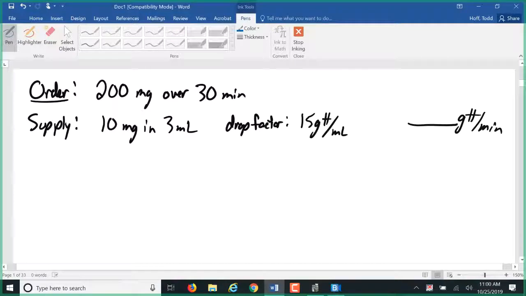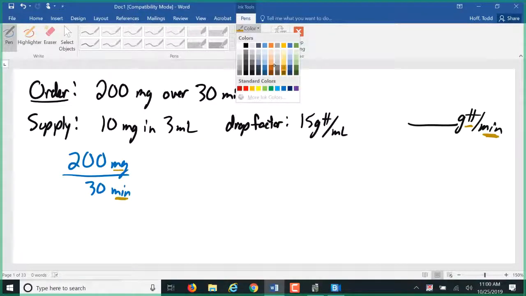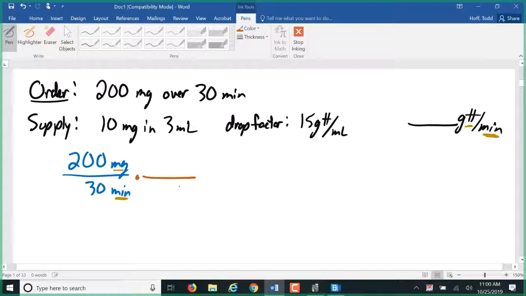So we're going to start out again with the doctor's orders, as always. 200 milligrams over 30 minutes. Now looking at our units here, we have milligrams on top, we want to get that into drops somehow, so that has to change. We have minutes on bottom, that's going to stay minutes. We want it to be minutes in our answer. So the minutes are going to stay. We don't have to do anything with those. We're just going to work with the milligrams, so we'll get rid of milligrams by putting it on bottom in our conversion factor to cancel it out. 10 milligrams is equivalent to 3 milliliters.